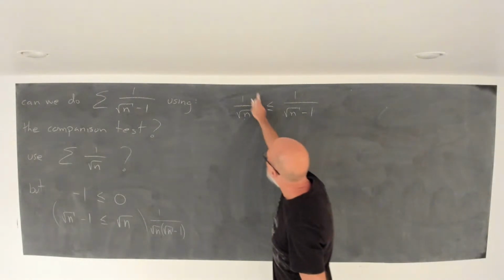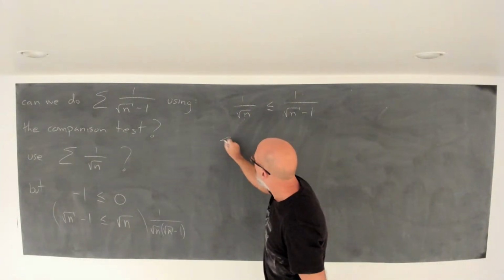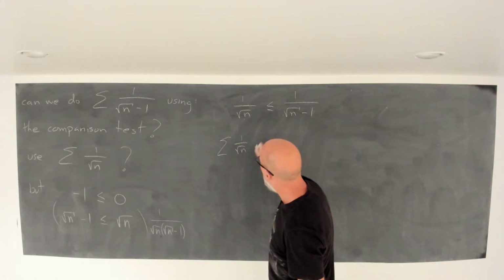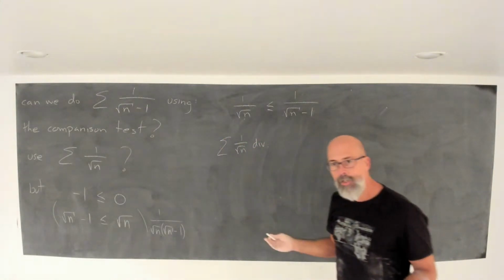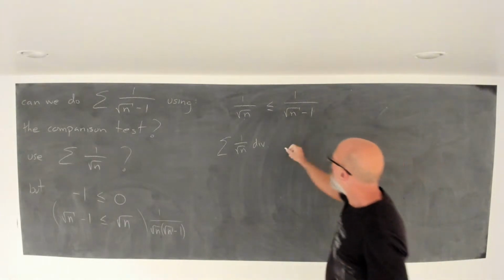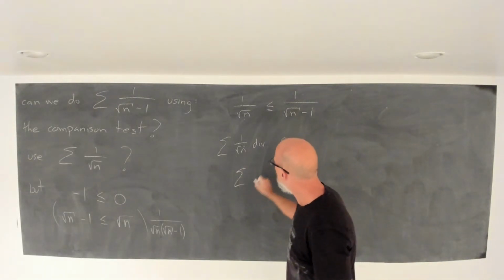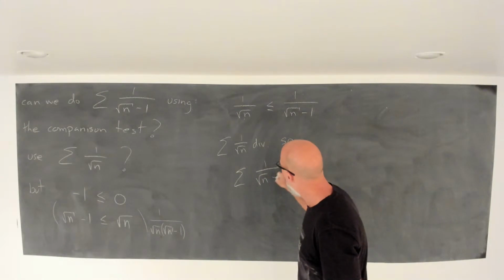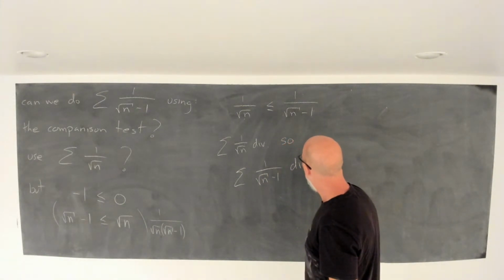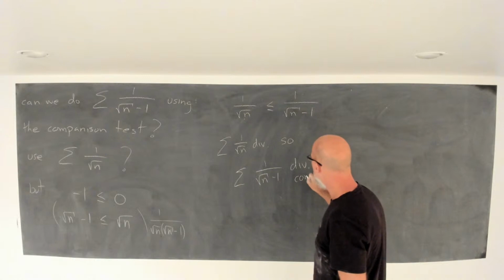And what do we know about this series? The series 1 over root n diverges. It's a divergent p-series. So the series 1 over root n minus 1 diverges by comparison. Very nice.